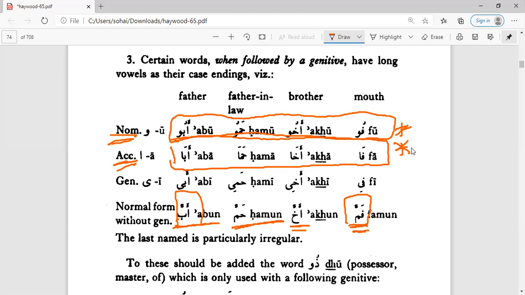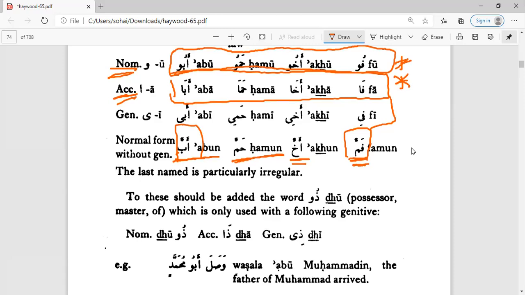But also, fi means in, right? Fi means in, but it could also mean mouth when it's genitive case and when it's mudaf. So for example, if you want to say in the mouth of the boy, you could say fi al-waladi. It's very rare. I haven't really come across fi much, but you look at the context normally. Obviously 99.999% fi means in. When you see fi, it's in.